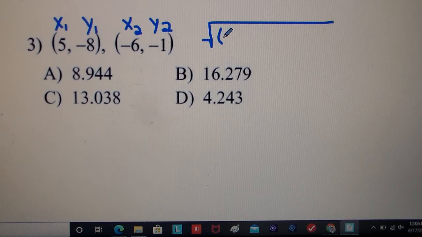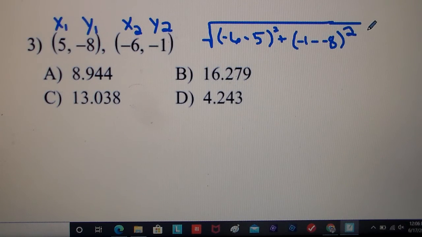x2, which is -6, minus x1, which is 5, squared, parentheses y2, -1, minus y1, which is -8. Notice here we have two negatives. That's why we practice identifying signs in the beginning of the year. When you have two negatives, that really makes a positive. So we can fix that right now.